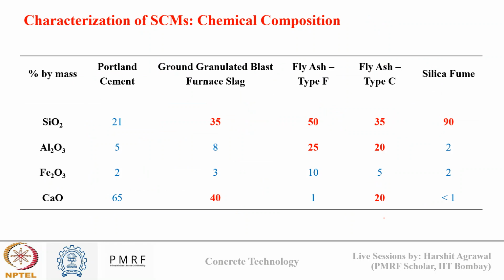And finally, in characterization comes chemical composition. If you just focus on the major compositions, silica oxide, alumina oxide, iron oxide and calcium oxide, you can see compared to OPC, GGBFS has a higher proportion of silica oxide and calcium oxide. Now, since along with SiO2 there is a higher proportion of Ca also in GGBFS, it is observed that GGBFS shows latent hydraulic reaction.